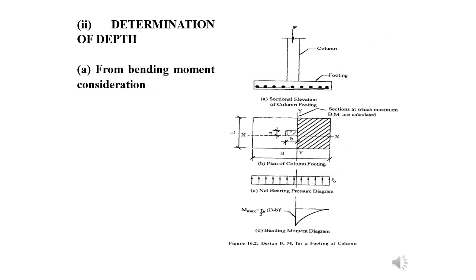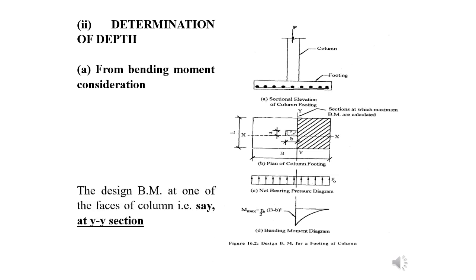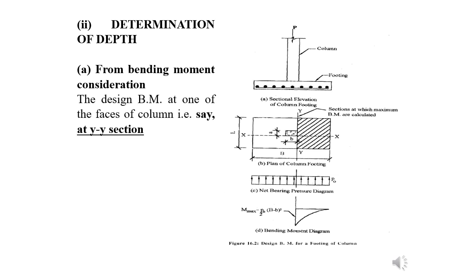from bending moment consideration. In the previous lectures also, we discussed how we can determine the depth by bending moment consideration and shear force consideration. For bending moment consideration, we have to take the bending moment along the y axis and also along the x axis. Along both axes we have to calculate the bending moment, and based on the bending moment we have to find out the thickness. Thickness is denoted by a small t, right?